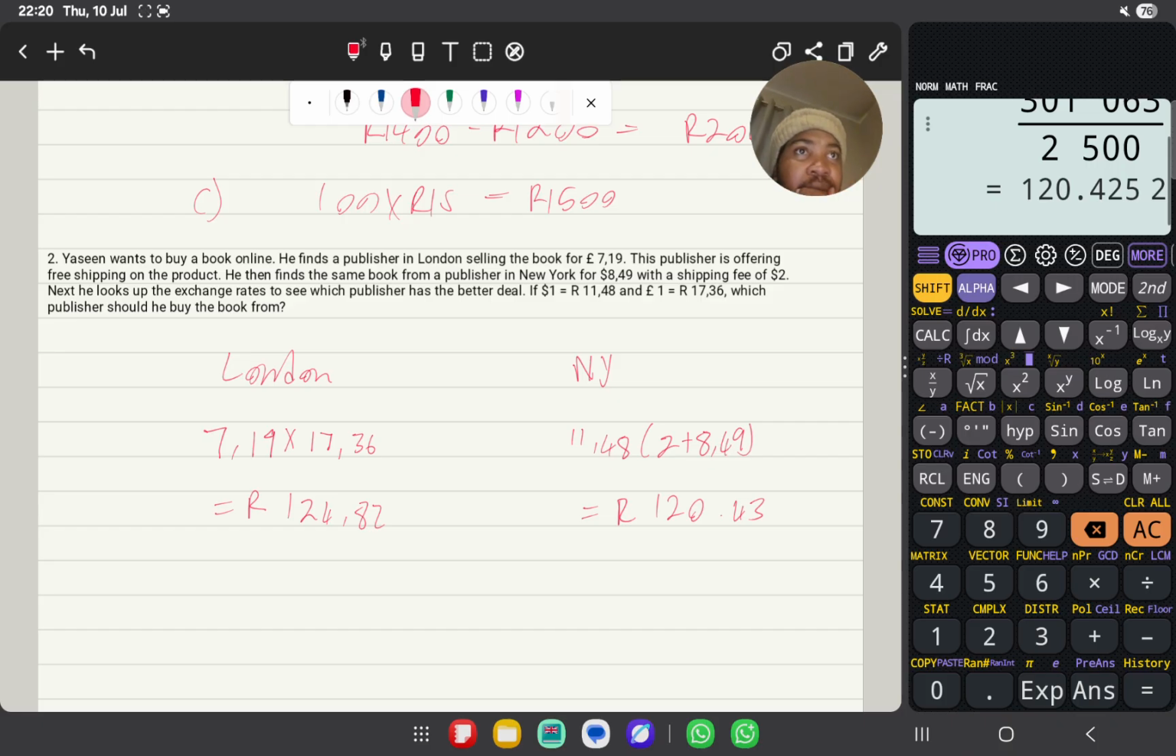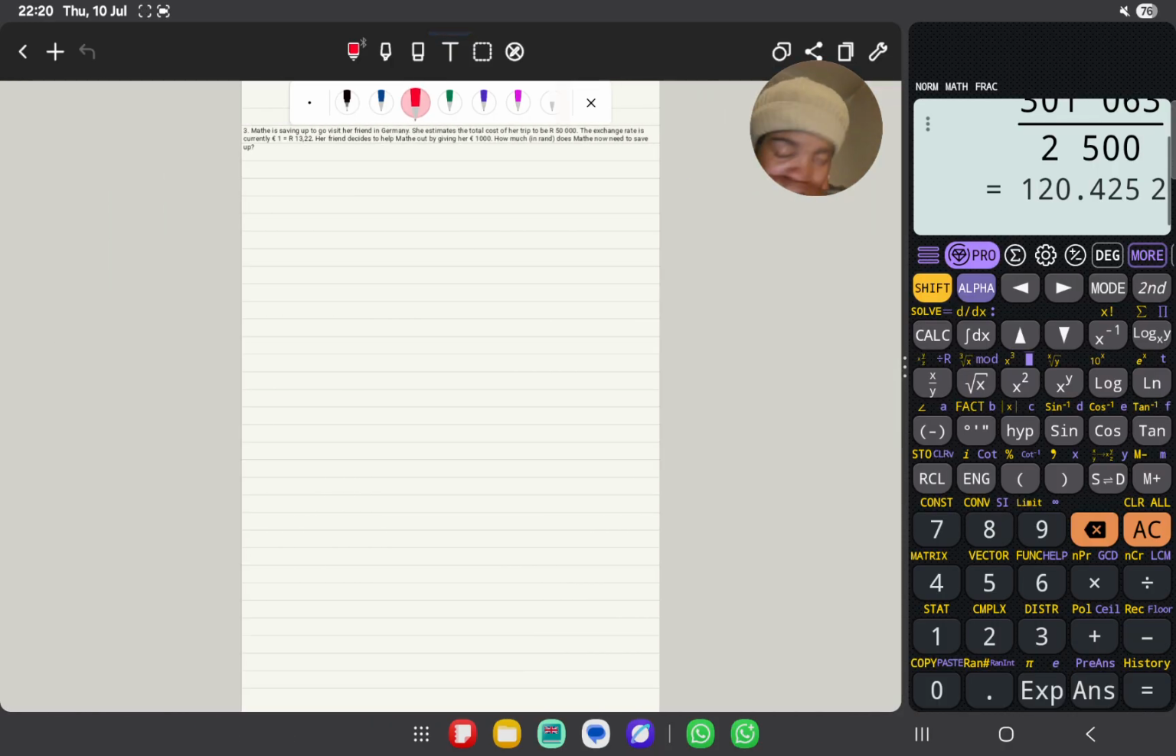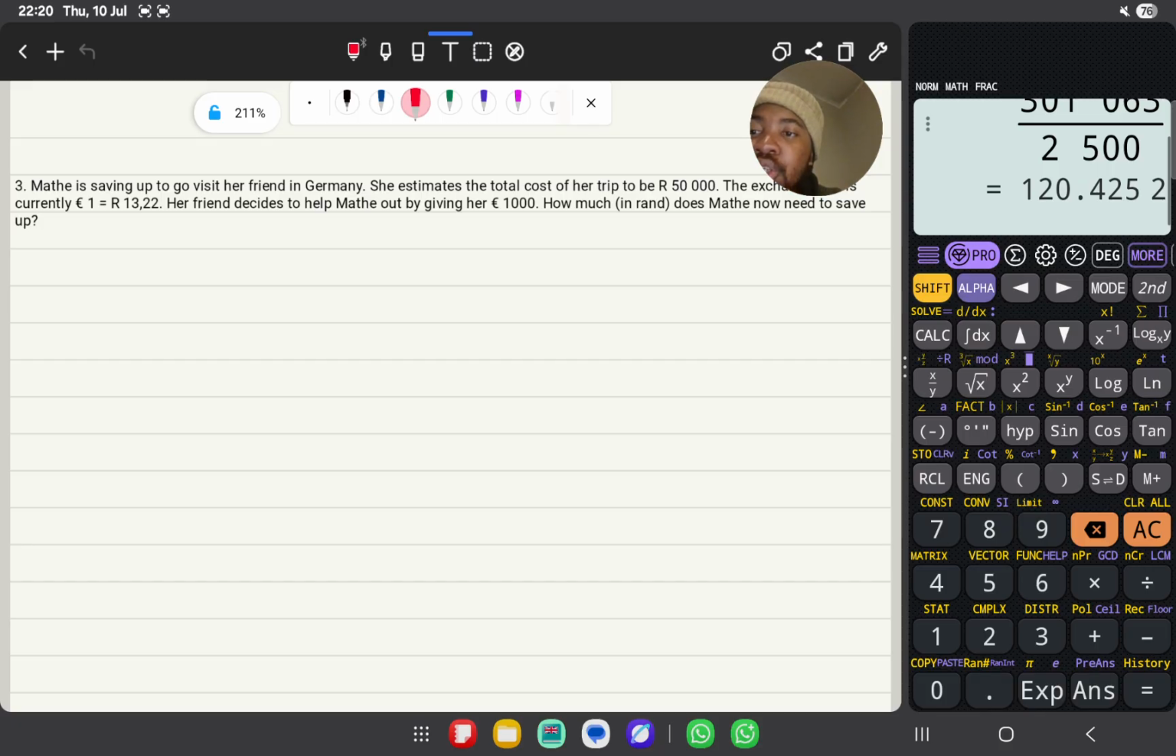Cool. Let's move on to a different question. That person is saving up to go visit her friend in Germany. She estimates that the total cost of her trip is going to be 50,000 rands. The exchange rate is currently, let me see what we call Germany's currency.